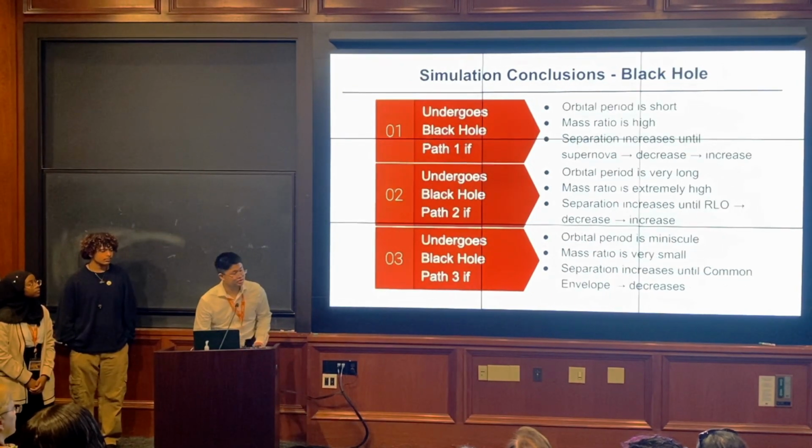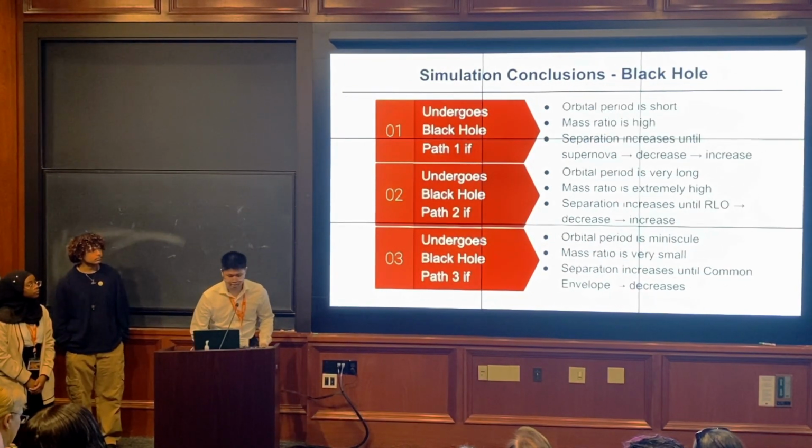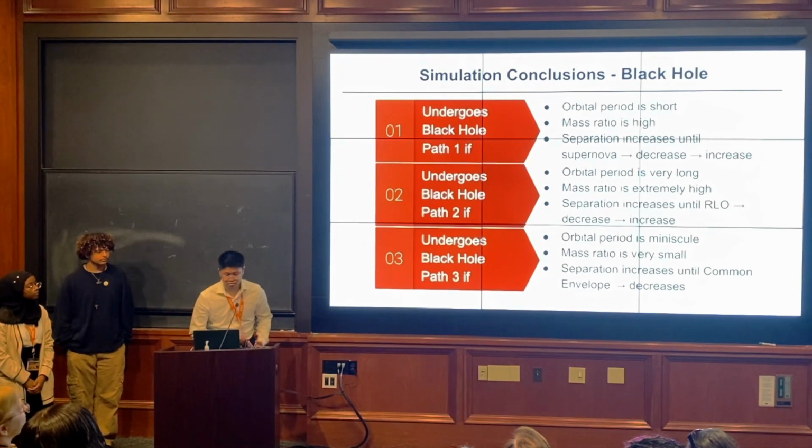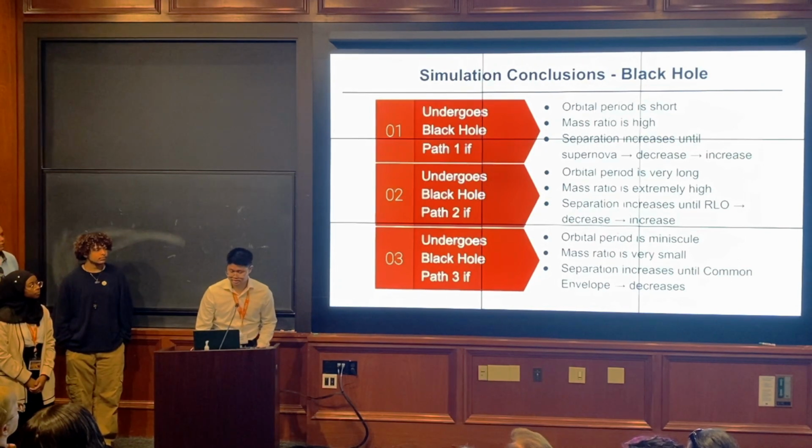Now, there are some distinctions in the black hole path, mainly that the orbital period is more extreme, as well as the mass ratio. The separation fluctuates a lot more in this path as well. And in the black hole paths, the common envelope phase was more present.